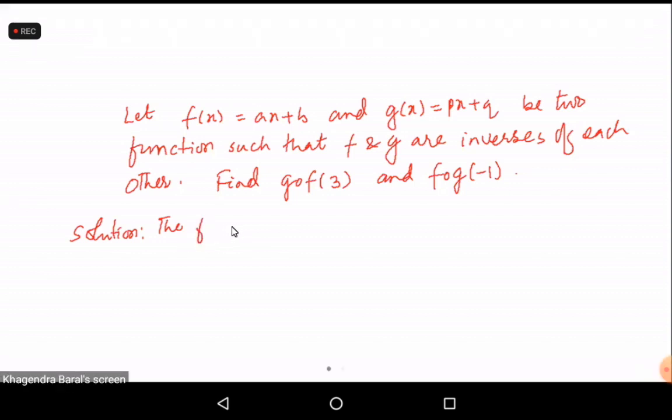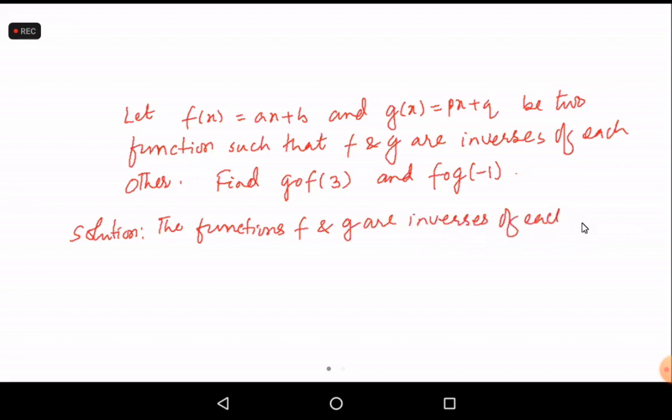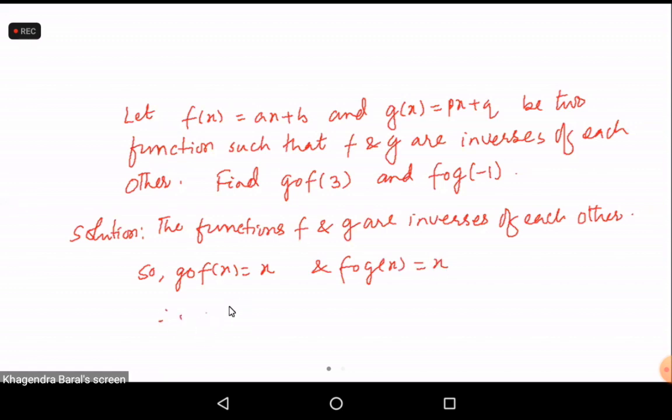The functions f and g are inverses of each other. So g naught f of x is equal to x and f naught g of x is equal to x. Therefore, g naught f of 3 is equal to 3 and f naught g of minus 1 is equal to minus 1. Simply doing this much, you should understand this condition.